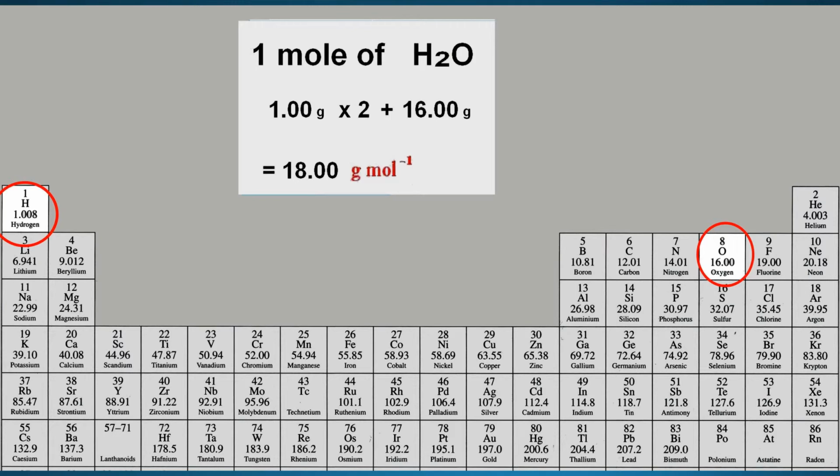Imagine this is H2O. Now this is a molecule. What do we do? Very simple. Add it together. So you have 1 gram of hydrogen times 2 because 2H, plus 16 gram which is oxygen. So total is 18 gram per mole. So you can say the molar mass of water is 18 gram per mole.